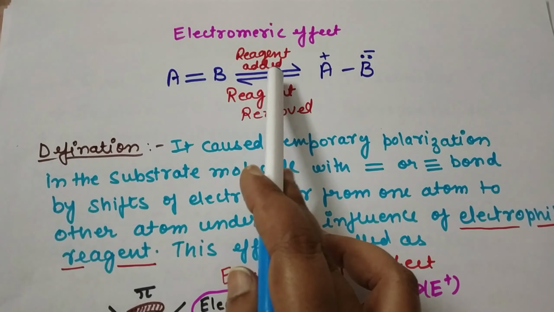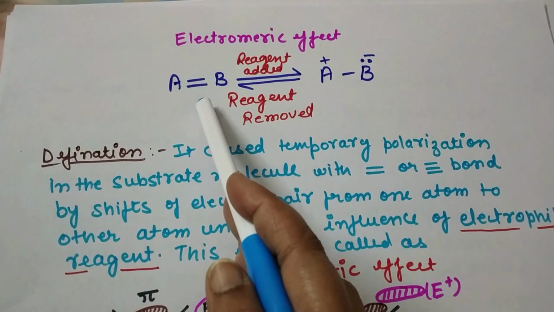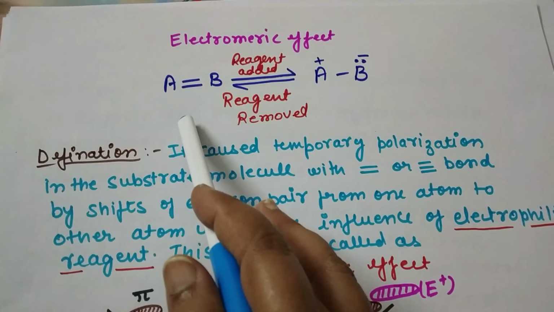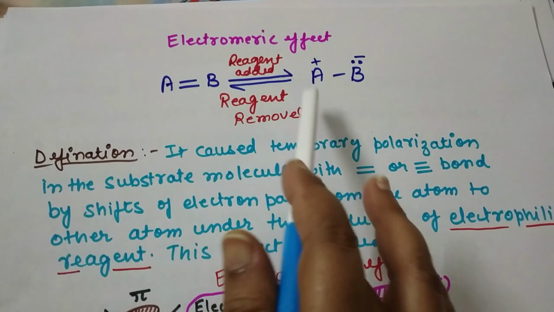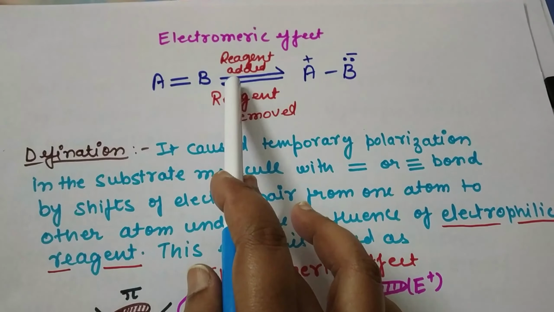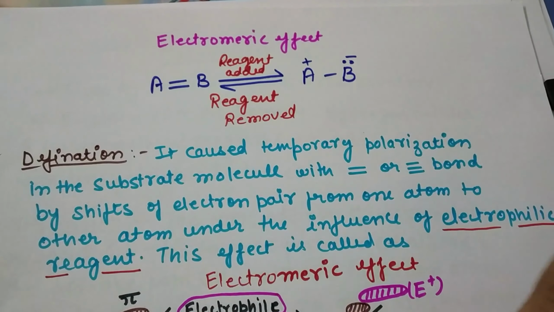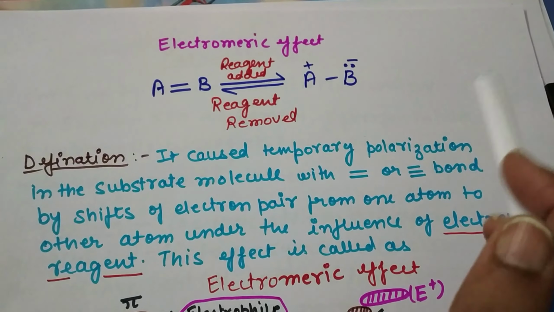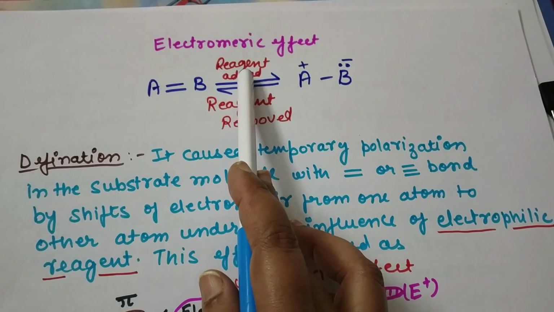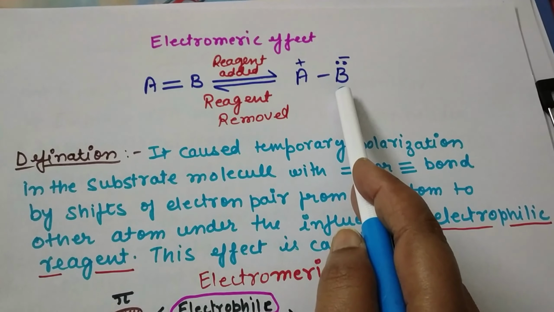Here you can see the example of the electromeric effect. A and B have a double bond. It can be a double bonded compound, or it may be a triple bonded compound also. For both the triple and double bond, this electromeric effect will show. So here you can see the reagent added. Reagent means the electrophilic reagent. Electrophiles or electrophilic reagents are those reagents which have electron deficiency and they will have positive charge. So when the electrophilic reagent is added, A gets the positive charge and B gets the negative charge.